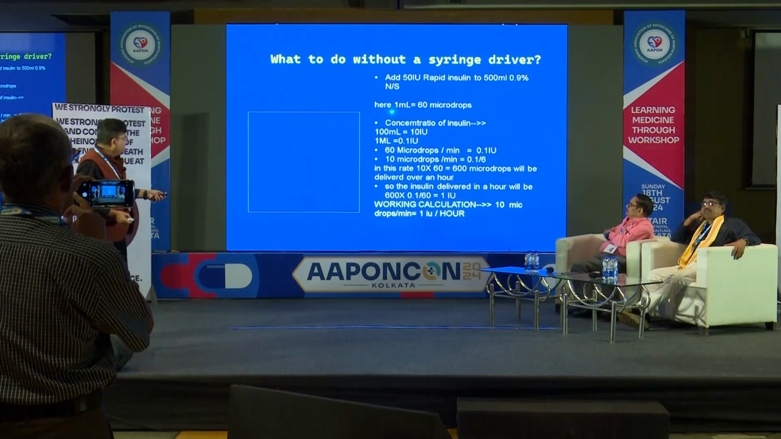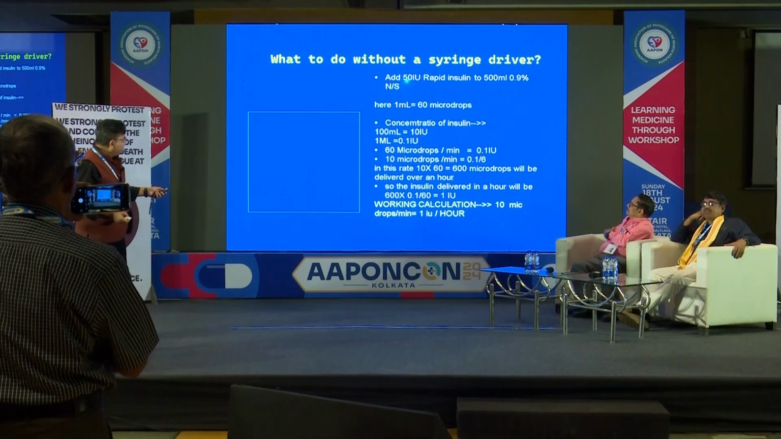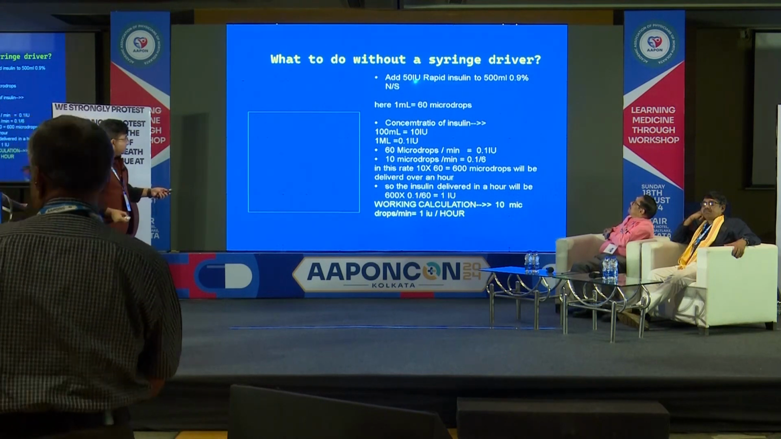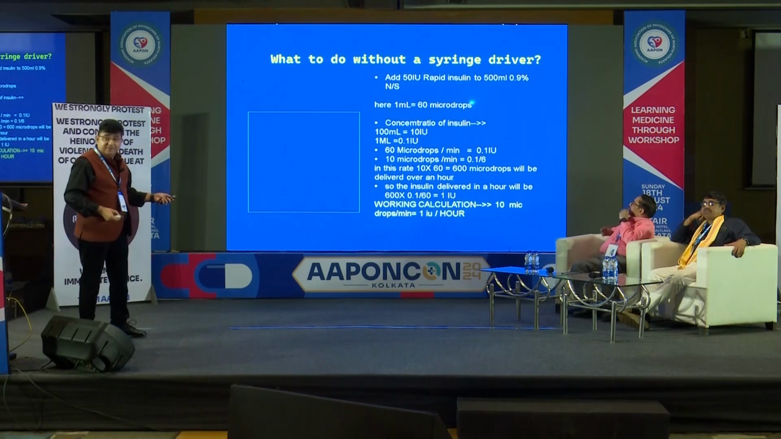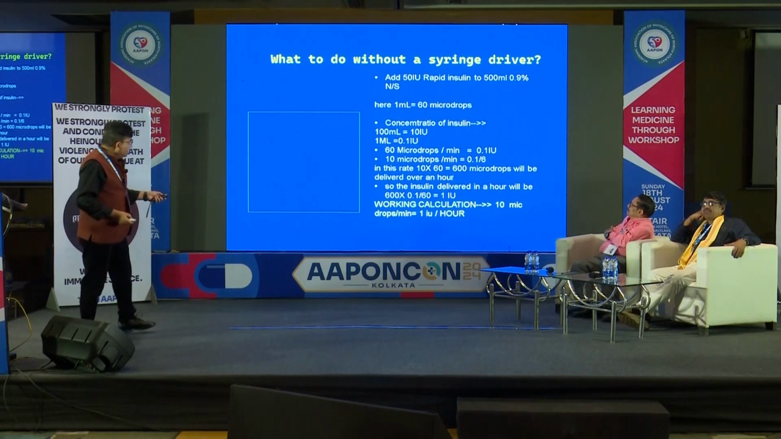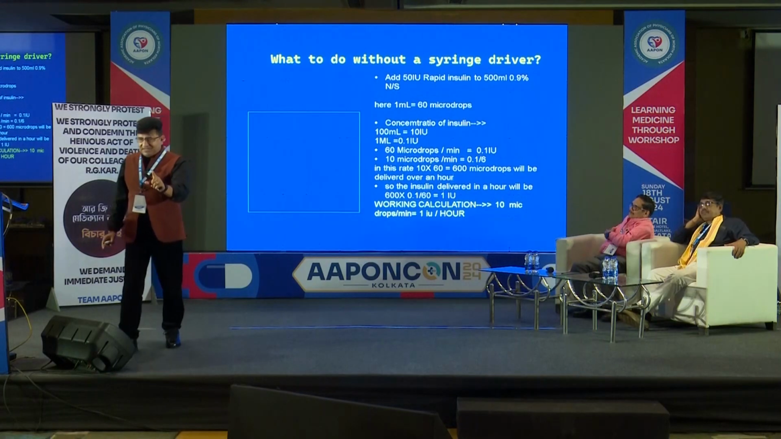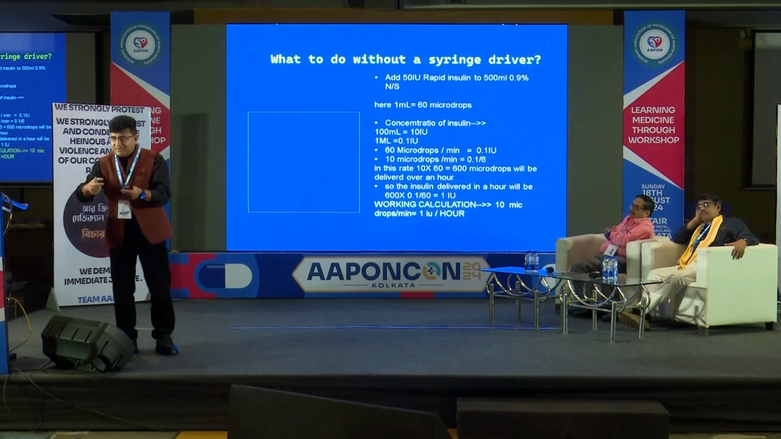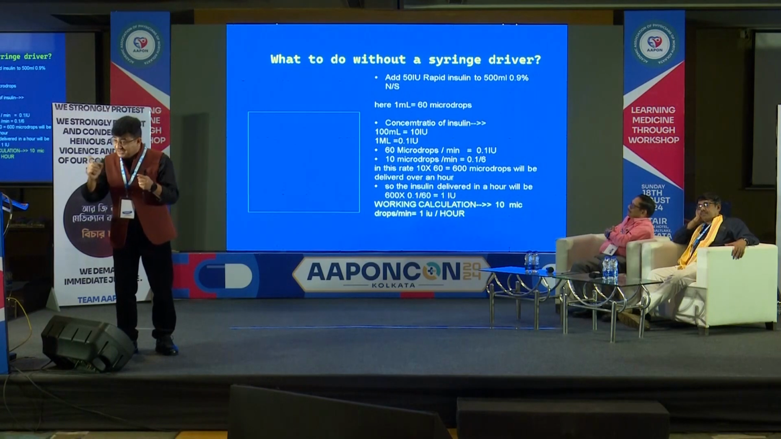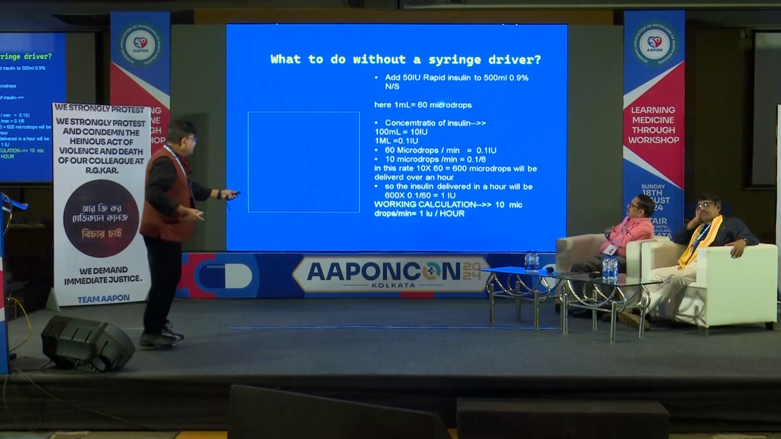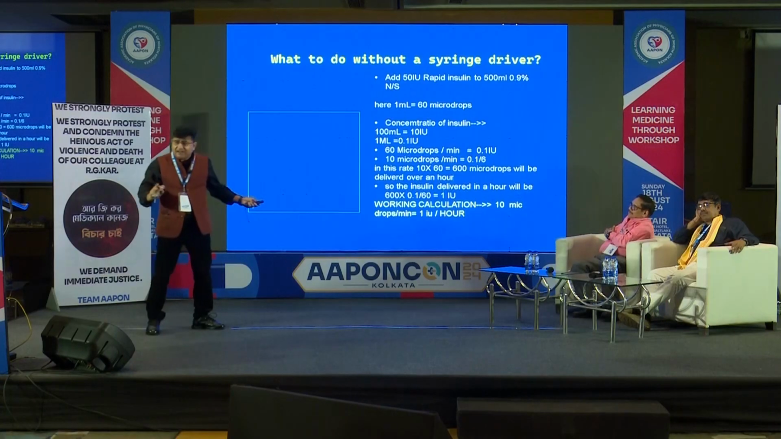So what we do, if you add 50 international units of rapid insulin, 50 units, to 500 ml of normal saline. We all know 1 ml is 20 macro drops, and 1 macro drop is actually 3 micro drops. So 1 ml is roughly 60 micro drops. This is a rough calculation.